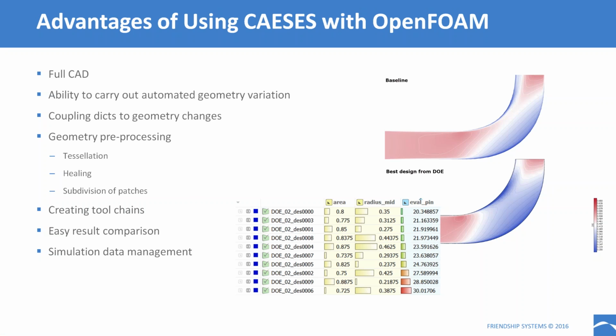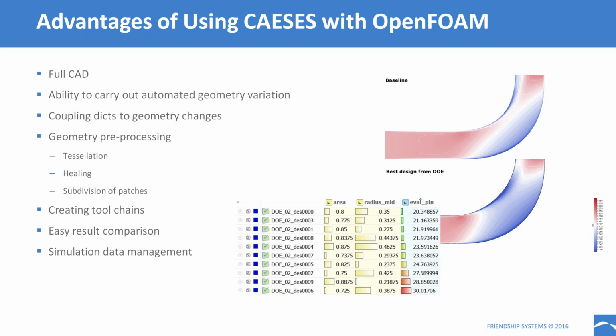Additionally, we can also subdivide the geometry into patches that we can later use to assign different boundary conditions or different mesh settings. So we've seen this in the demonstration that we can assign different colors to the parts of the geometry, and then when we're using a multi-body STL export, which is supported by OpenFOAM, then we will get separate patches in our STL file.